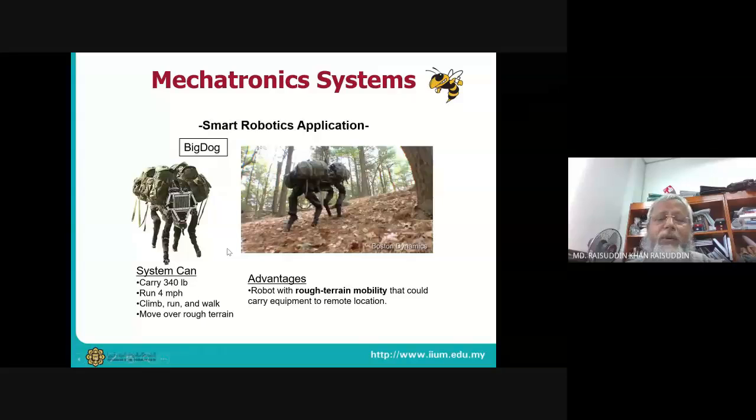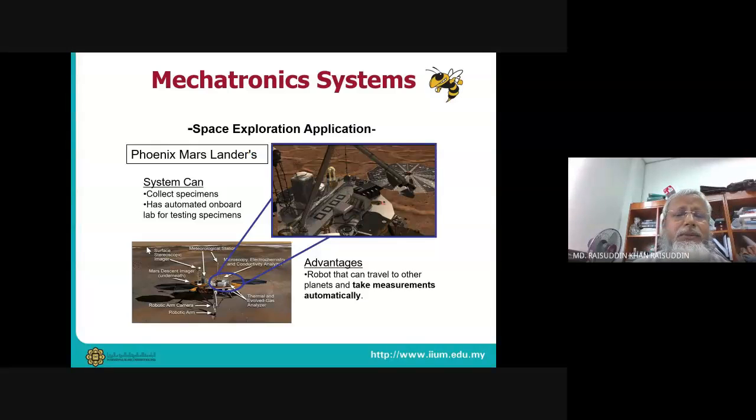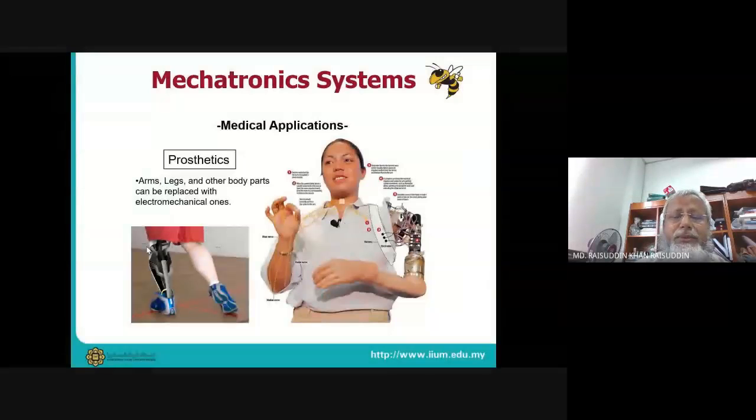Our traditional vehicles have wheels, but with wheels we can basically only run on smooth roads. But if you want to go to rough terrain, during the winter, or to hilly areas, we have to go for the rugged version. So here is BigDog, the name of this robot, I think developed by Boston Dynamics. Here is a Mars lander.